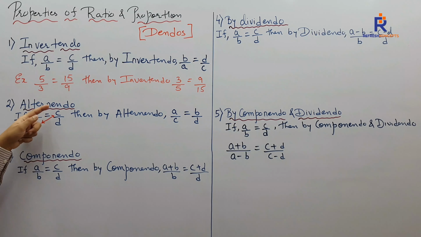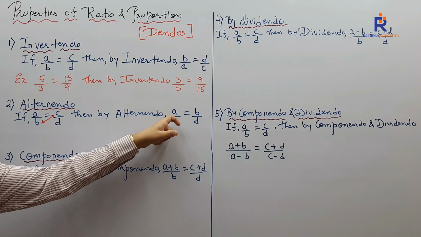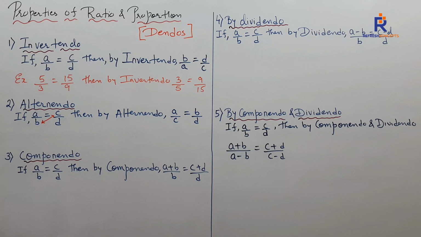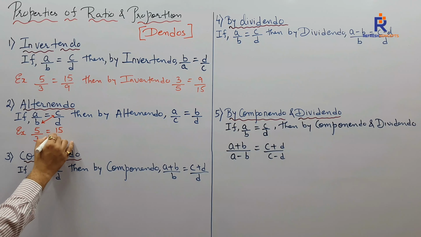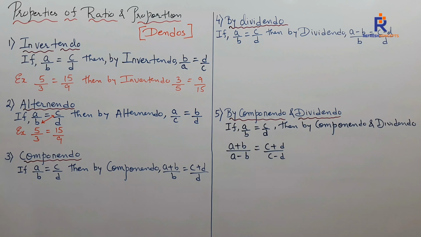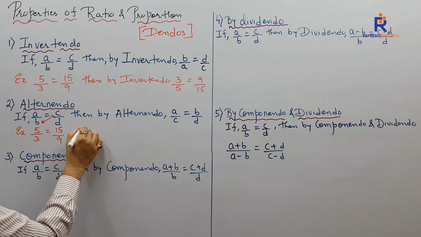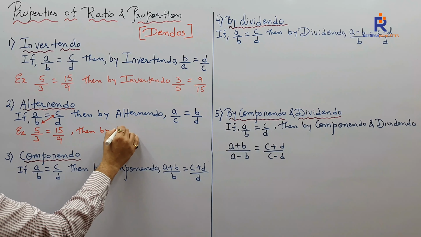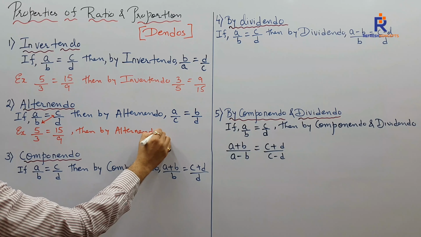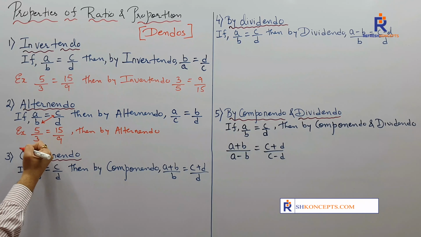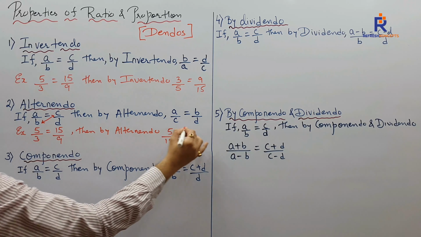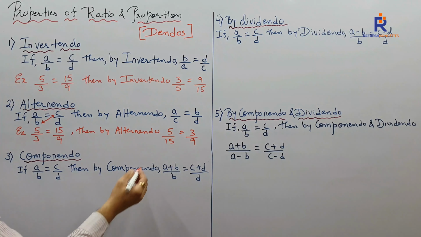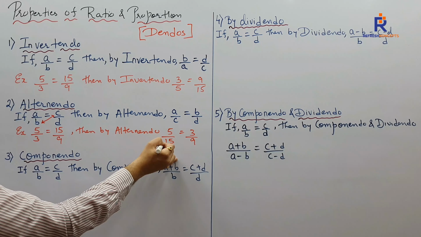So if A by B is equal to C by D, then by alternendo A by C is equal to B by D. Let's take an example. I shall take the same example here: 5 by 3 is equal to 15 by 9. Then by alternendo, it's swapping between B and C. So it is 5 by 15 is equal to 3 by 9. Check what is the outcome. 1 times 3 times. So it is 1 by 3.